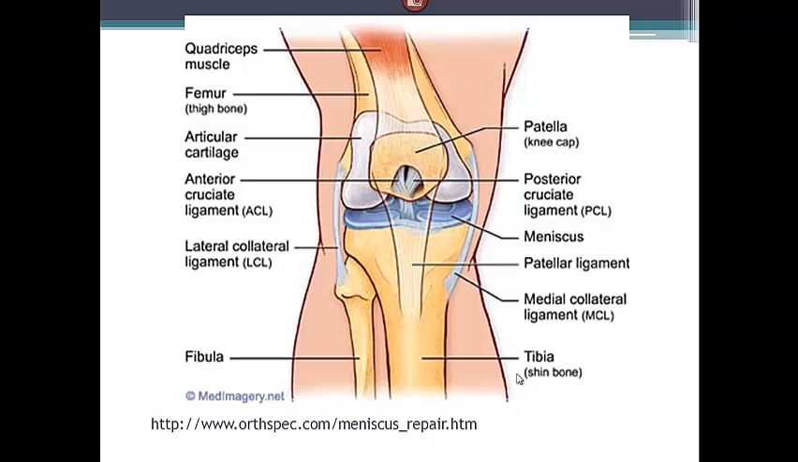These are the most common ligaments damaged in any type of knee tear: ACL, anterior cruciate ligament; PCL, posterior cruciate ligament; MCL, medial collateral ligament; and LCL, lateral collateral ligament. And we're going to discuss this now in a comparison table.